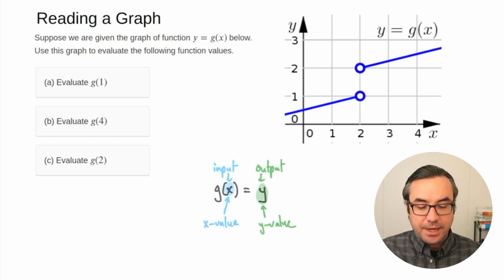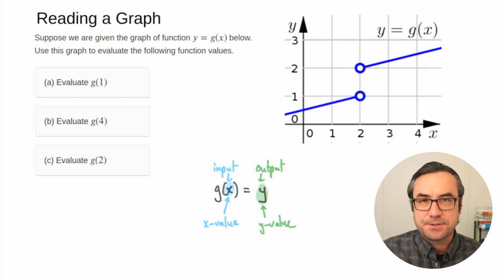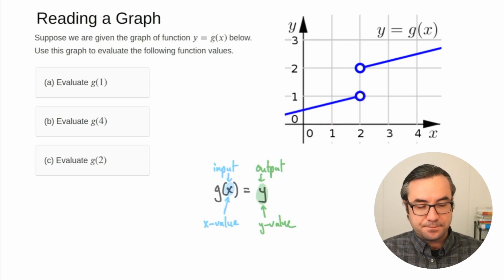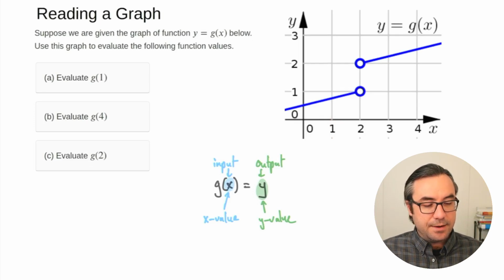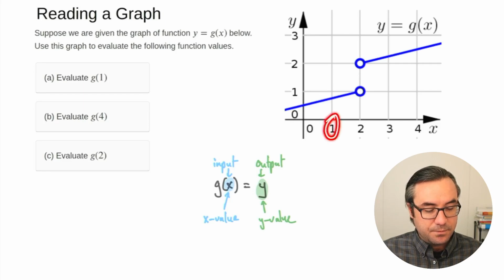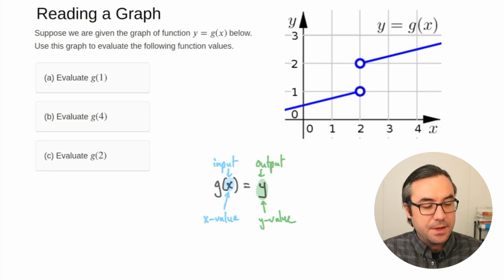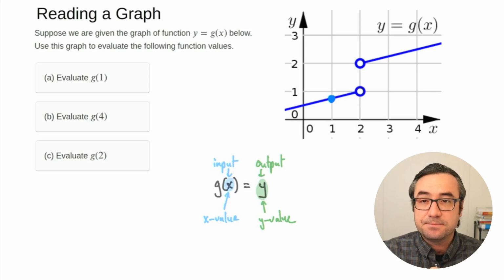All right, so let's look at g of 1. How are we going to do this? Well, we want to find x equals 1 along the horizontal axis. So there it is. And then we look up or down until we see a point that's actually included on our graph. Here's x equals 1. Let's read up. There's the point that's on our graph. I'm going to enlarge that point just to really emphasize that it's there. So I have this nice filled in point there.